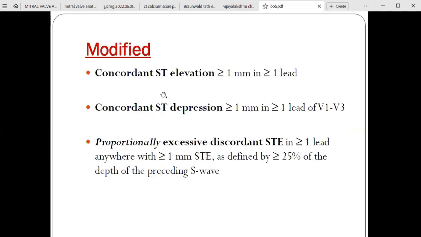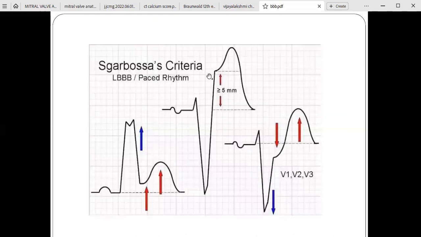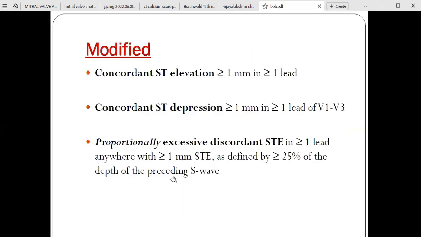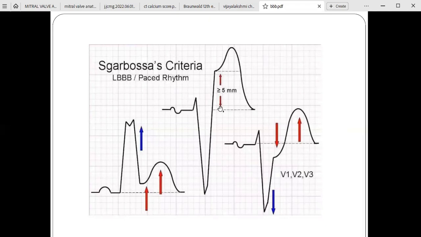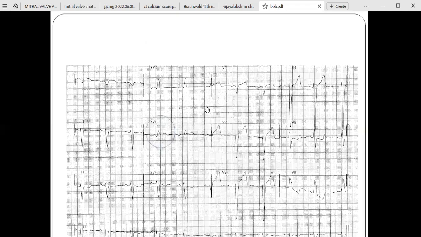This was the original criteria, which was modified later on. The modification is only in one thing, where there is discordant ST elevation given as more than 5 millimeters. It was changed so that if the ST elevation is more than 25% of the depth of the S wave, then it is considered a positive sign.